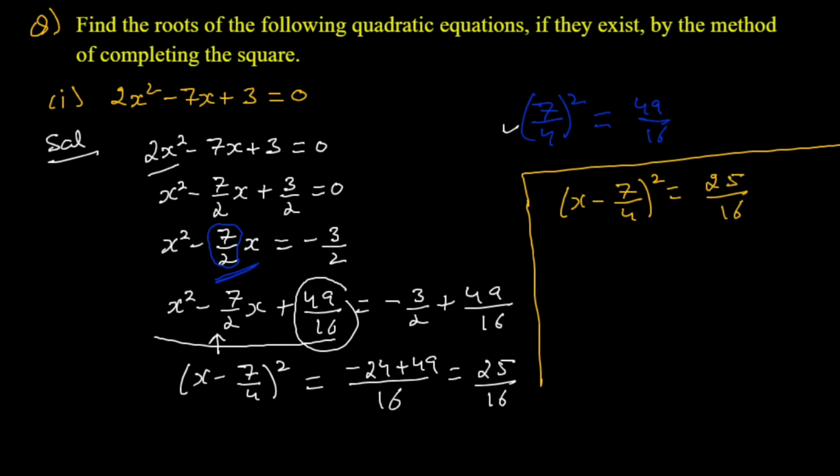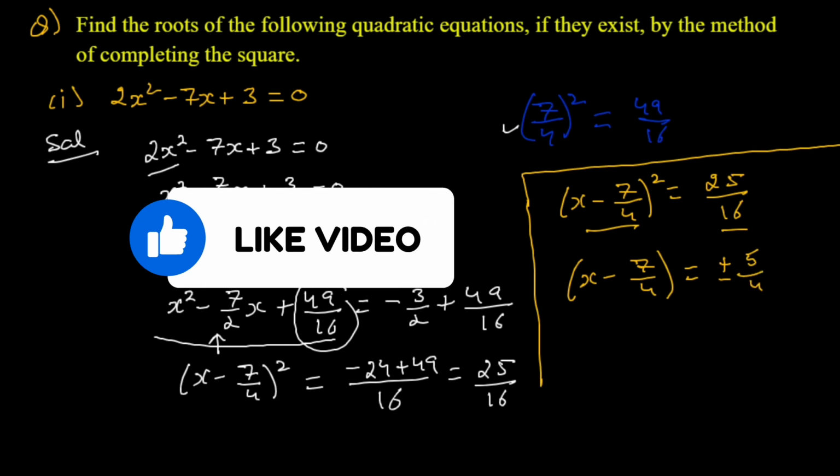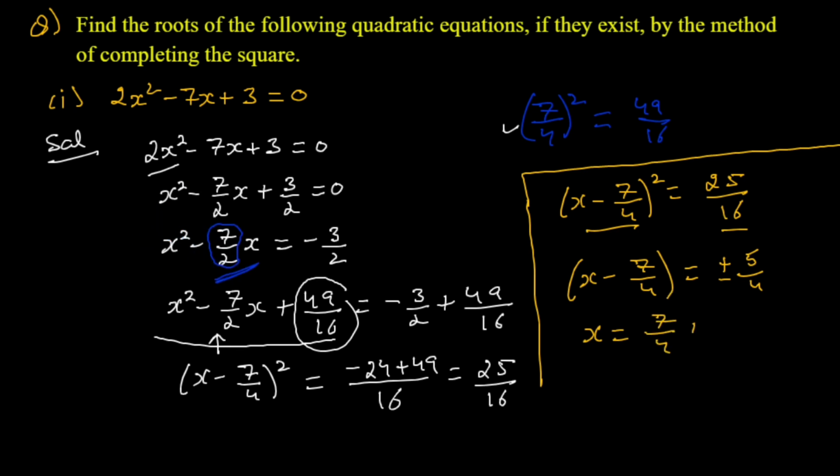Now we will take the square root on both sides. So when we take the square root on both sides, this will become x − 7/4 = 5/4. The square root of 25/16 will be 5/4, but that will be ± 5/4. Now solving for x, taking −7/4 to that side will be 7/4, positive, ± 5/4. So we have two solutions, that is 7/4 + 5/4 and 7/4 − 5/4.